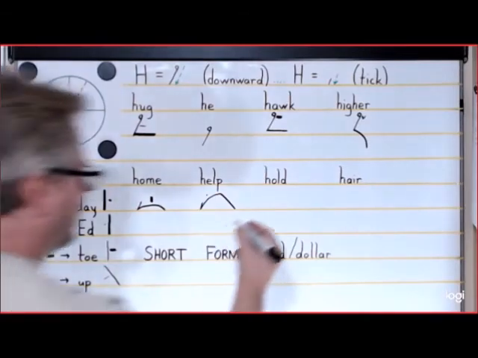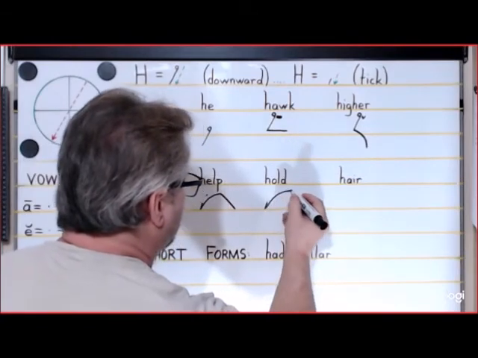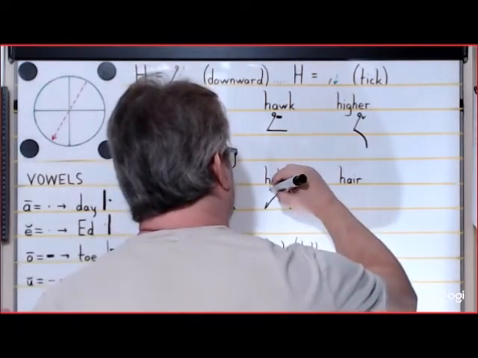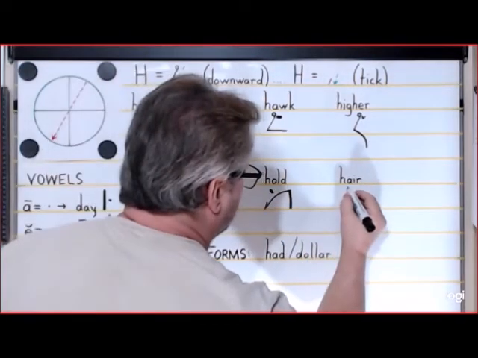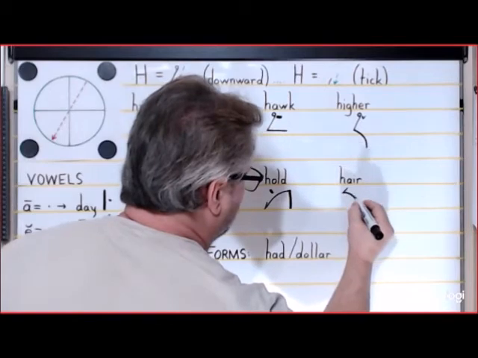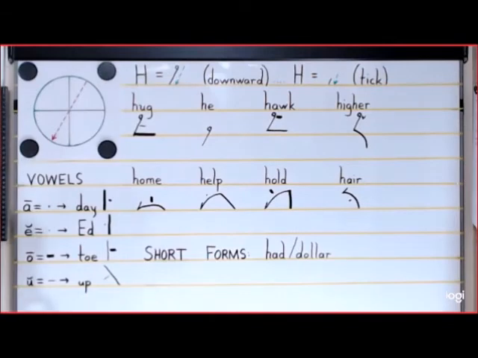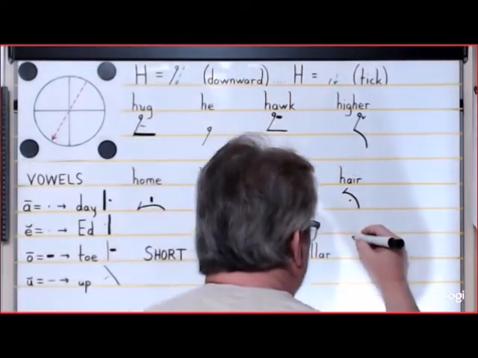For the word hold, it will be the tick H, the L, and then the D, and then the heavy dash before the L. And then the word hair, it is a tick H, and then a downward R, and then the heavy dot before the R. The short form had and dollar are represented by the same outline, which is the D written above the line.